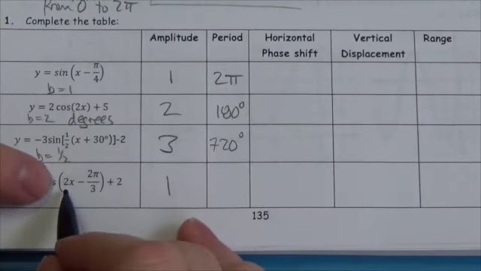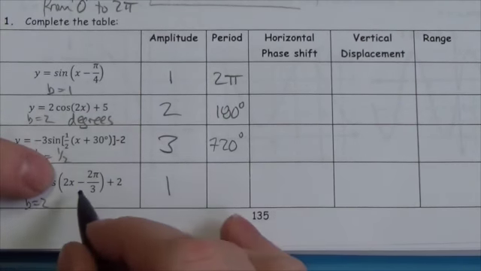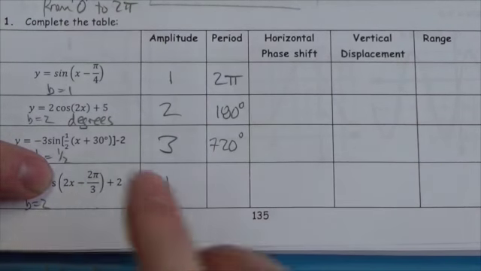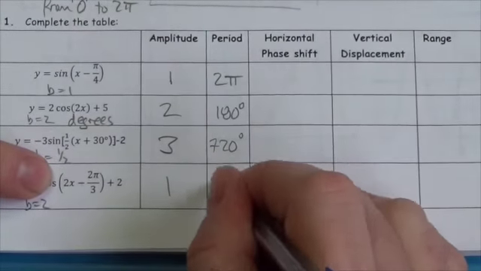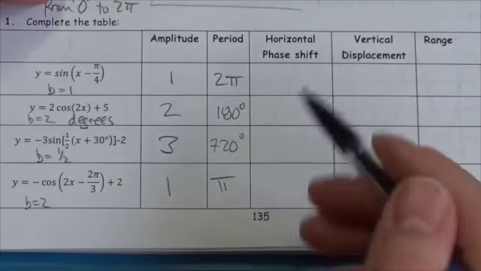And here, the coefficient of the x is 2, so the B value here is 2. And so 2 pi, because this is in radians, I can see that from that value right there. 2 pi divided by 2 is just going to be pi. So there we go: 2 pi, 180 degrees, 720 degrees, and pi respectively.